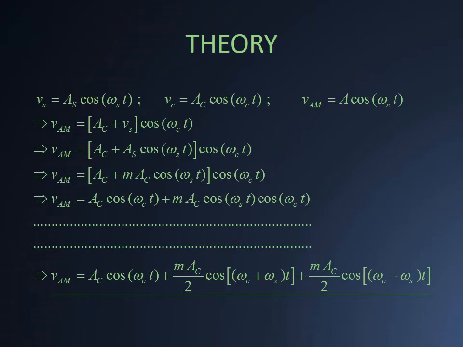Number one, a wave of amplitude Ac and frequency ωc. That is, amplitude same as that of carrier wave and frequency also same as that of carrier wave. And second, wave of amplitude mAc/2 and frequency ωc + ωs. And this wave is called upper sideband. And number 3 is the wave having amplitude mAc/2 and frequency ωc − ωs. This wave is called lower sideband wave. It is clear from this result that signal or the useful power in AM wave is contained in its sidebands.